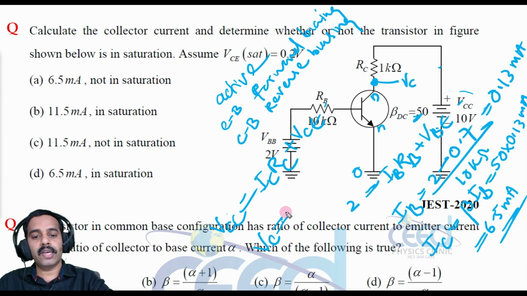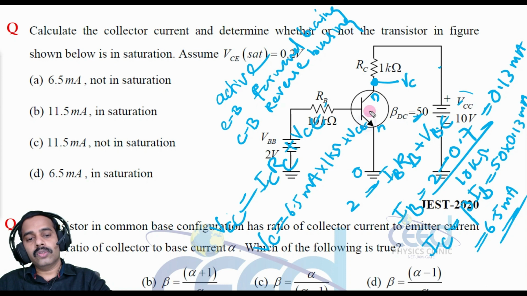What is ICRC? IC is 6.5 milliampere, right? And RC is 1 kilo ohm, right? Plus VCE. So I can say this is VC. So this is VCC, right? I am sorry, here it is VC.